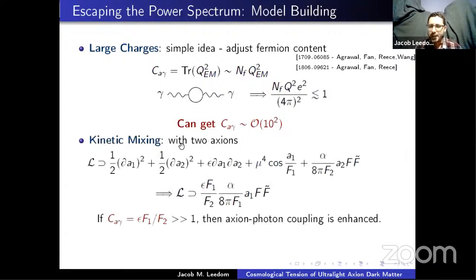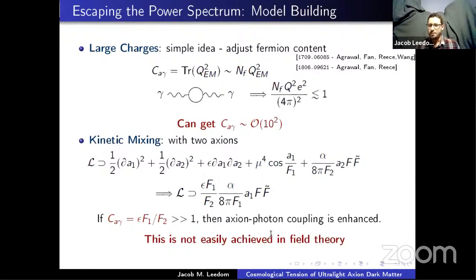Another possible strategy is kinetic mixing between two different axions. So here I've got A1 and A2 and then a kinetic mixing term. A1 here will actually get the cosine potential, and then A2 is the axion that will be coupled to electromagnetism. So just doing a shift redefinition, you can get rid of this mixing term. And what will happen is that you get a photon coupling with A1, and you'll get this factor out in front, epsilon F1 over F2. So if this factor is much greater than 1, then you've achieved your goal, and the axion photon coupling is enhanced. So that seems fine. But it turns out that this is not really an easy thing to do within field theory.